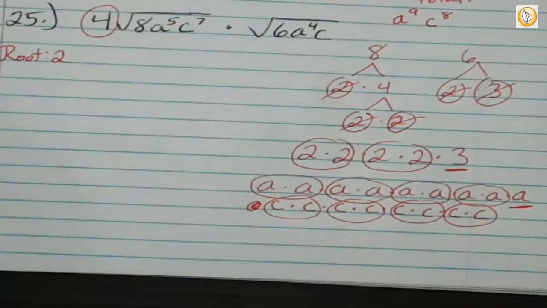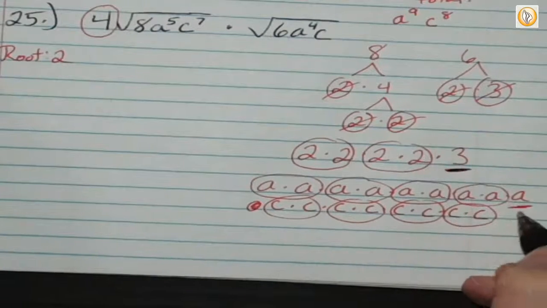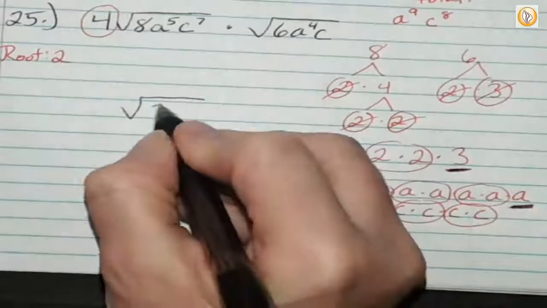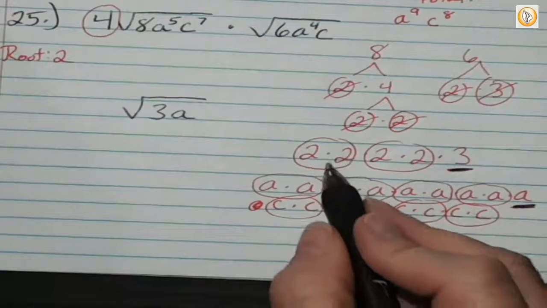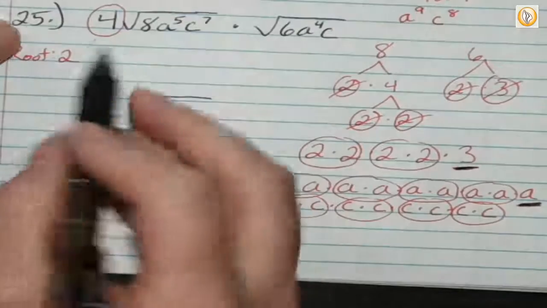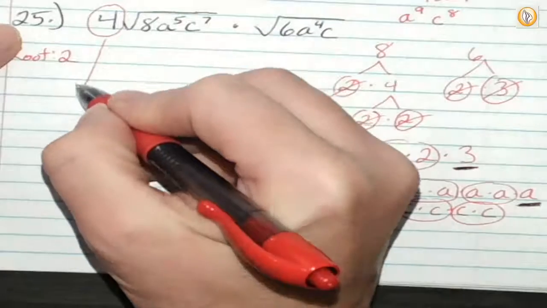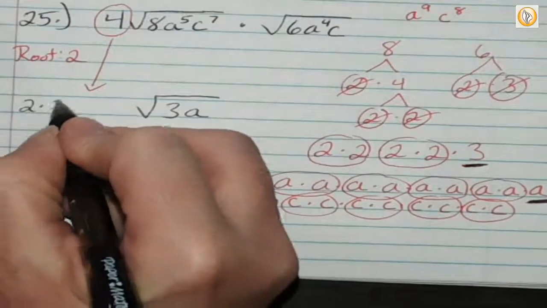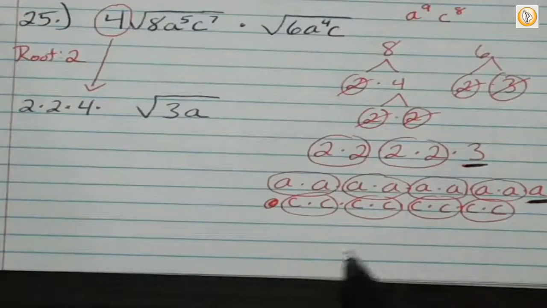And those are going to go inside. This 3 is a leftover, boys and girls, and this A is a leftover. So that's just 3A, because 3 times A is 3A. Now, what goes on the outside? 2 times 2 times 4. Okay, so she's correct. This is when you bring down that 4 to be included with all this stuff on the outside. So I have 2 times 2 times 4.